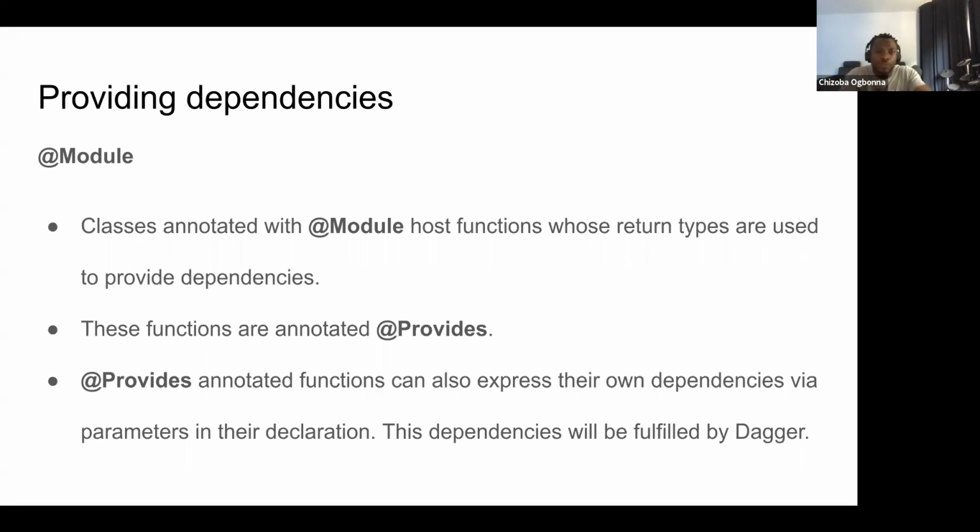As long as there's a provider that provides each of those parameter types, or the classes of those parameter types have been annotated with @Inject, Dagger knows to look for them and supply them to that function. So a function that is a provider can also need some other things. That is the point here. You can specify those things in the parameters of that function, and Dagger knows what to do.